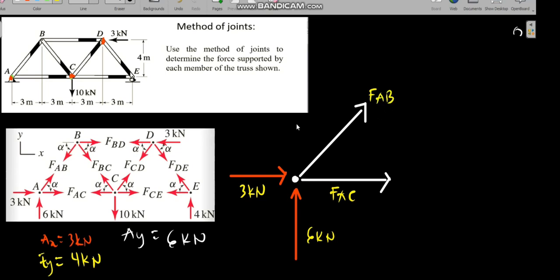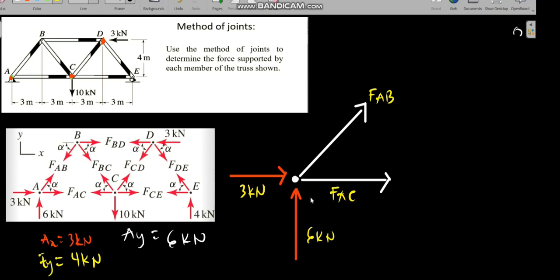By looking at this, we are going to write equilibrium equations for this joint. You know that this is a concurrent system of forces, so there will be no movement here. We treat it to be in equilibrium. So the sum of the forces in the x direction will be zero, and the sum of the forces in the y direction will also be zero. So we are going to write equilibrium equations for this.